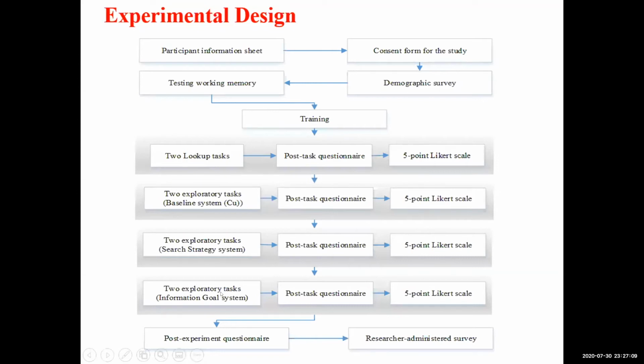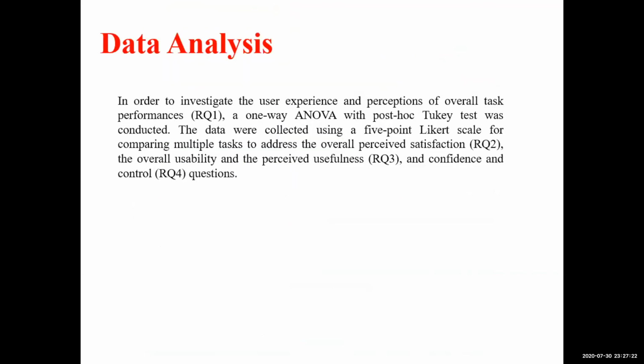At the end, they have to fill in the post-experiment questionnaires, and sometimes, to know if they answered all questions properly, you need to fill in or make a researcher administration survey. For data analysis, we analyze the data using one-way ANOVA with the post-hoc Tukey test, and the data is just to add the last three questions.